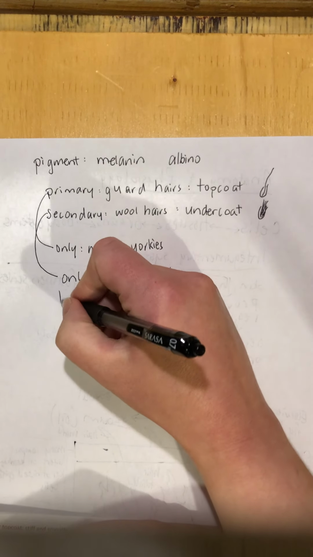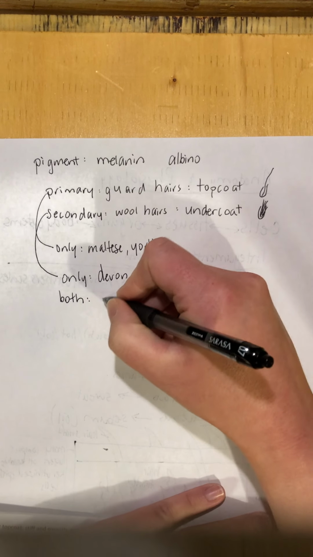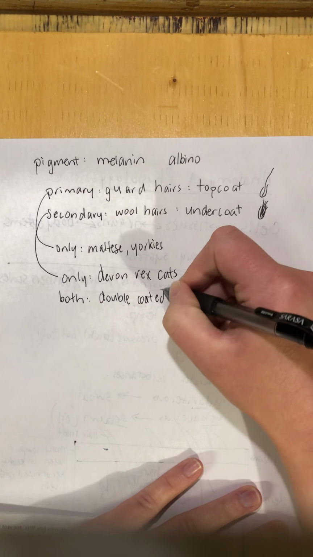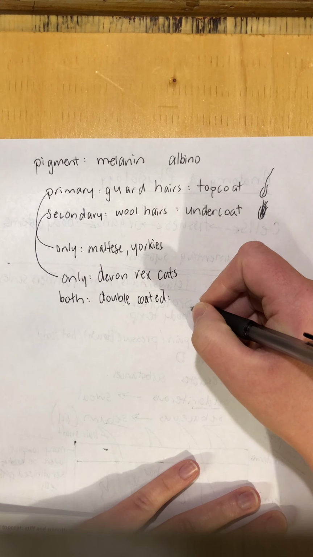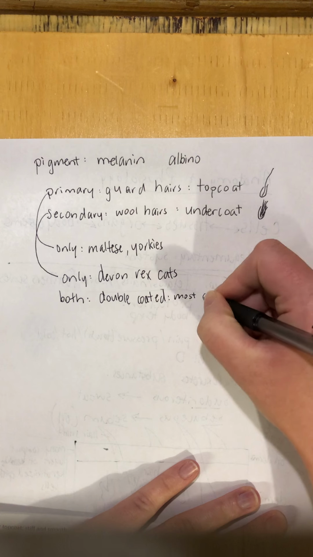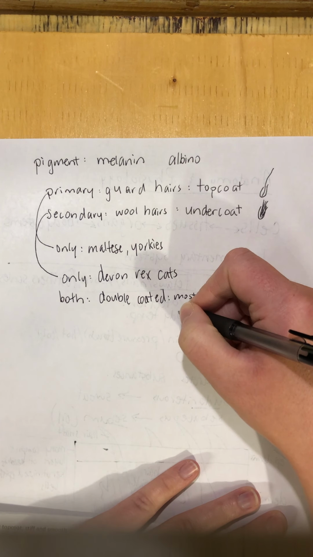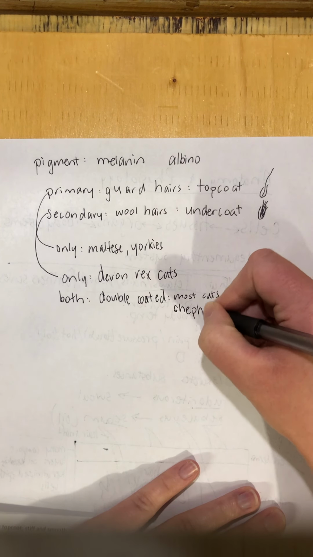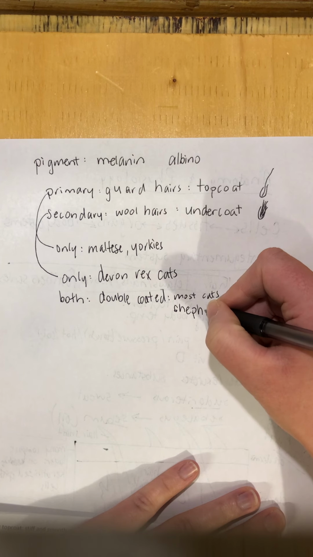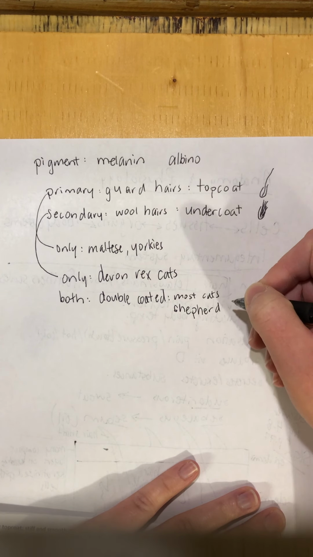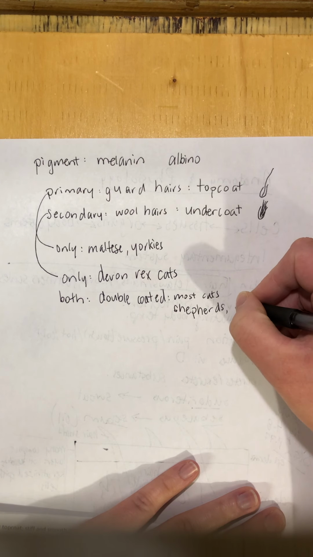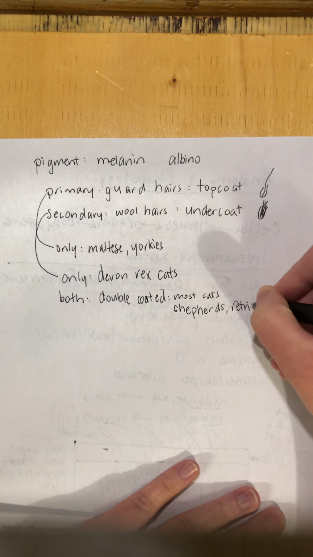And then sometimes we have pets that have both. So those are your double-coated dogs. Double-coated. So I would say most cats, and most dog breeds too, like your German Shepherds, like retrievers.